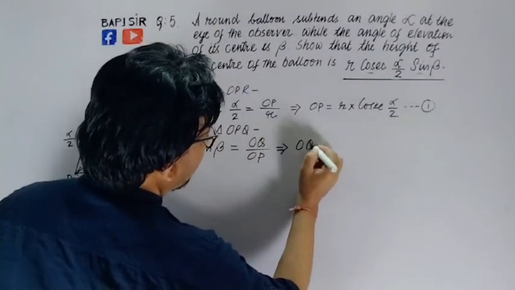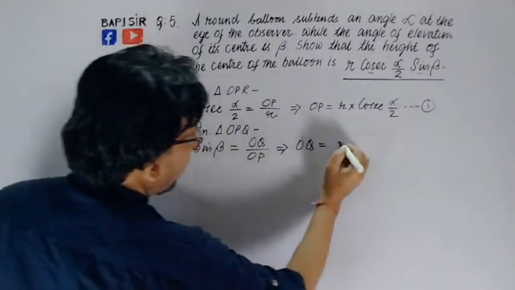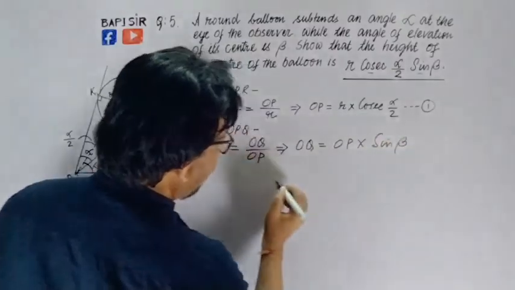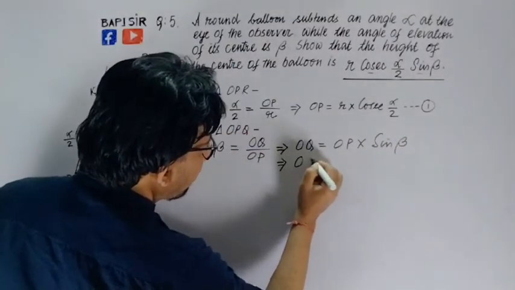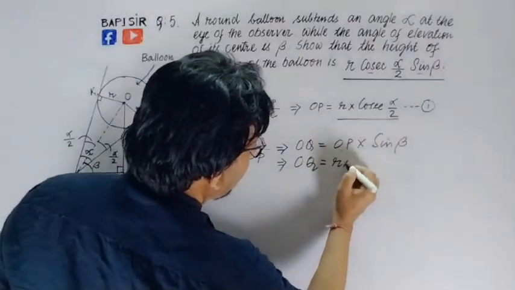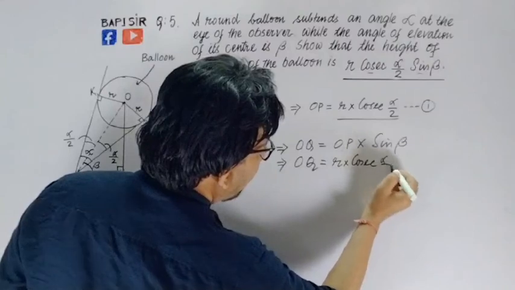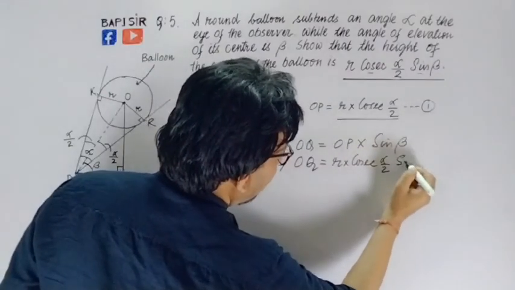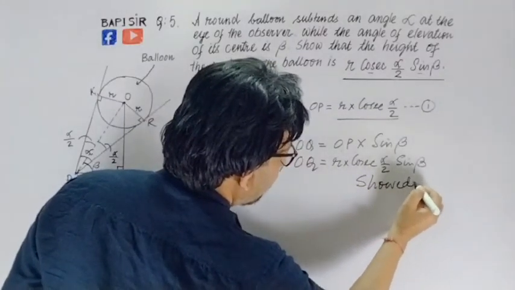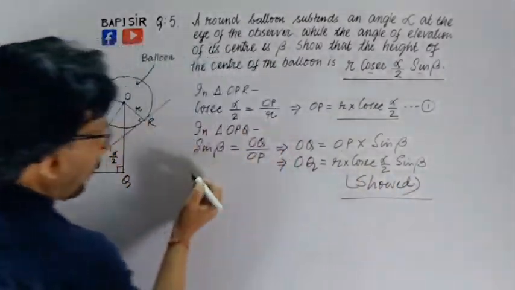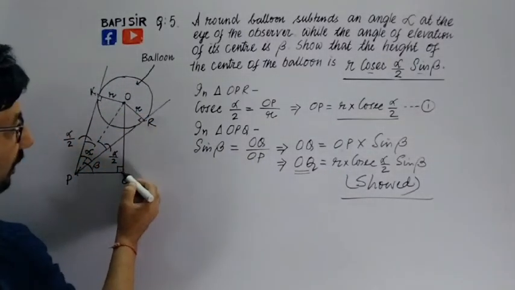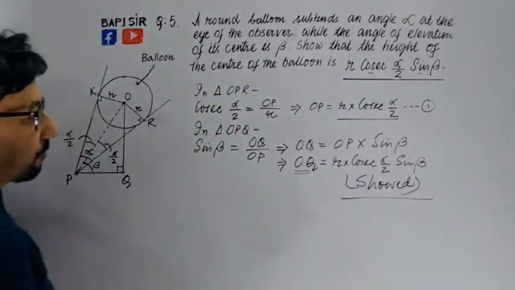What to do? Cross multiply: OQ is equal to OP into sine beta. Now put OP, which implies OQ is equal to r into cosec alpha by 2 into sine beta. Sine beta remains the same. So it is shown. OQ is the height of the center of the balloon from the ground, and you are asked to show that only. This is the sum.